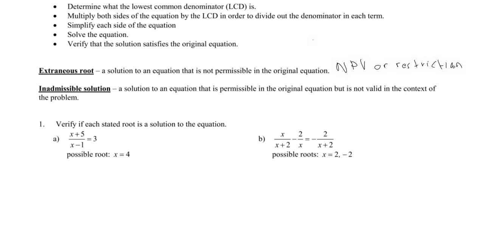An inadmissible solution is a solution to the equation that is permissible in the original equation, but is not valid in the context of the problem. So let's say you're solving for an amount of time and you get a negative value for time. That may be permissible in the original equation, right? It's not a restriction or a non-permissible value, but it's not valid in the context of the problem, where if the problem's asking for time, you can't have a negative time.